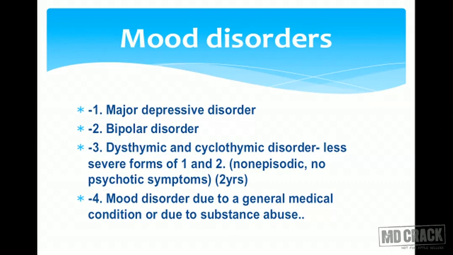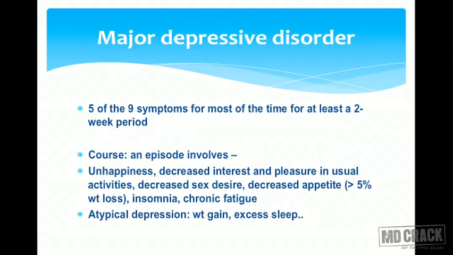The last condition on the slide is mood disorder due to a general medical condition or due to substance abuse. So we don't include a general medical condition leading to mood disorder, or substance abuse producing mood disorder; it's a separate category. So: major depressive disorder, bipolar disorder, dysthymia and cyclothymia, and lastly mood disorder due to general medical condition or substance abuse.